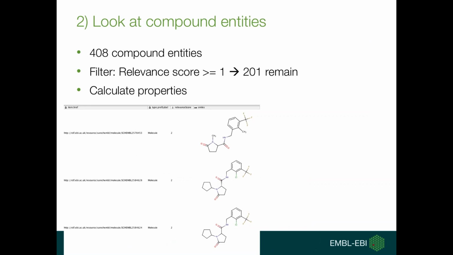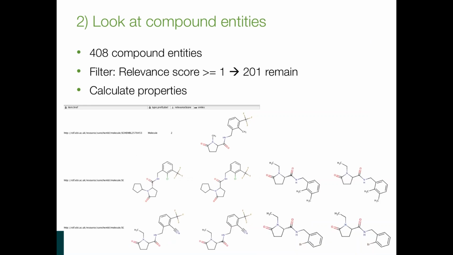So we have 408 compounds that are extracted and found in this patent document. And again, you can use the relevance score to remove irrelevant ones. Then you have 201 remaining, and you can of course visualize them using KNIME. And of course, the chemists among you will quickly see that there is a pattern and a trend when it comes to the scaffolds of these compounds.